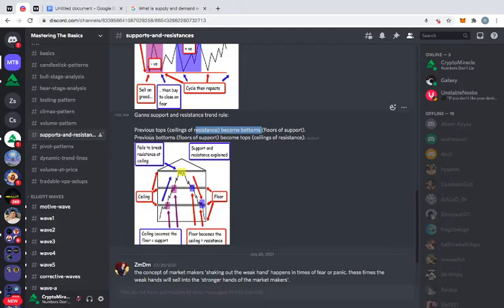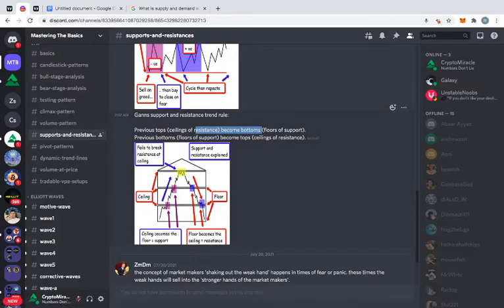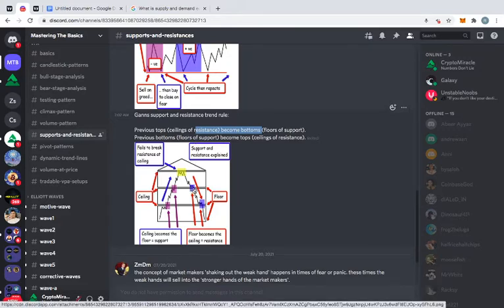So this is the floor of support. The previous bottoms right here become floors of support, become tops. Previous floors of support, this is a floor of support, becomes tops. So if the market was to go back upwards here, it would find a top right here.